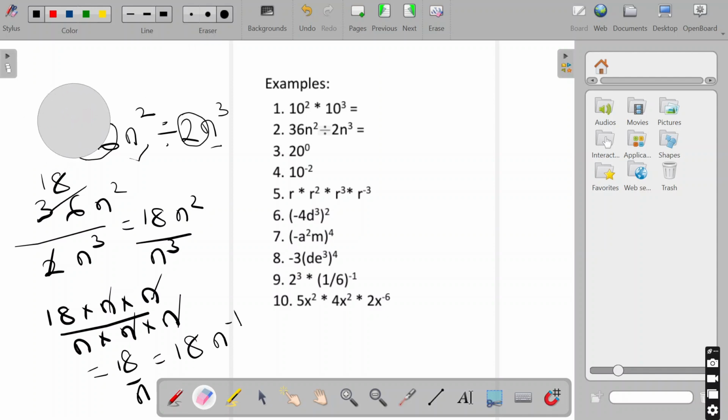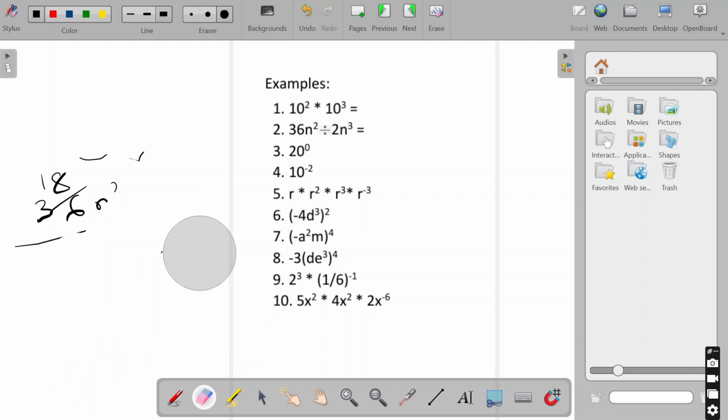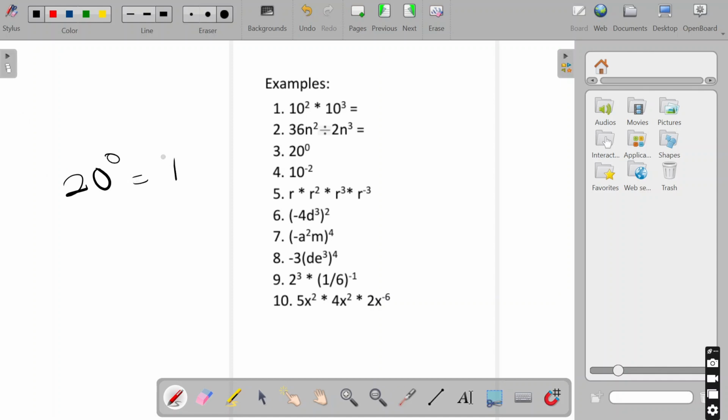So let's quickly go to number 3, the third question on the list: 20 raised to power 0. The answer here is 1, because any number raised to power 0 is 1. That solves that. Any number raised to power 0, other than 0. 0 raised to power 0, don't forget, is undefined. Just memorize the laws. Once you memorize the laws, you'll be fine.